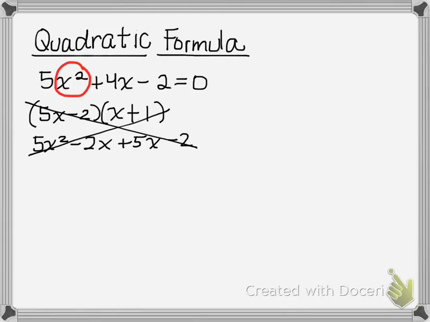And this expression is quadratic. What makes it quadratic is that I have x squared, and that is the degree of the expression. So the highest exponent is going to be 2 to have a quadratic expression. Now, if I have a quadratic expression and I'm trying to solve it, set it equal to 0 and solve it, and I cannot factor it, this is where the quadratic formula comes in.